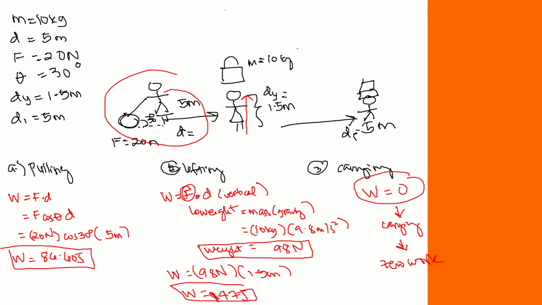So, yan lang. So, this is it, I think, for the video of work. The next topic will include the definition on energy, kinetic and potential, and then how work and energy are related with each other. Okay? So, thank you.